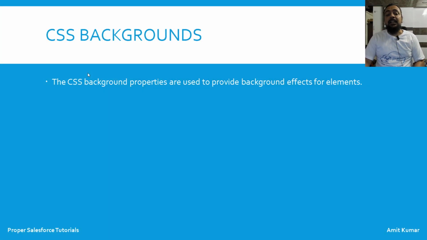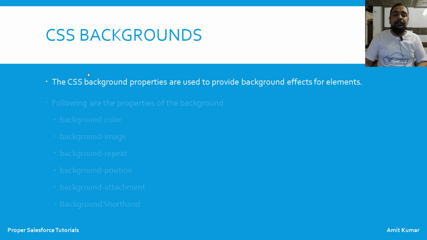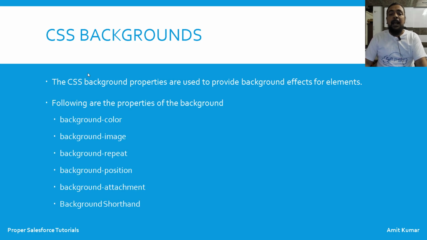Now the CSS background properties are used to provide the background effects for elements. Now these elements can be of any type. It can be a body, it can be a paragraph, it can be a div, or it can be any heading. Now following are the properties of the background that we can use. It can be background color, background image, background repeat, background position, background attachment, or background shorthand.